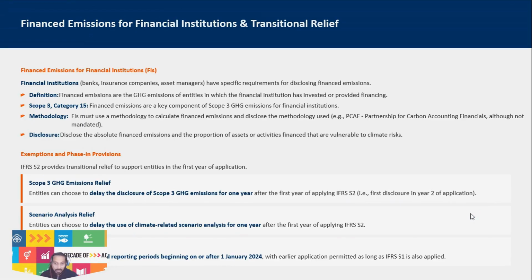Transitional relief is for everyone. If you are feeling overwhelmed, remember the reliefs we discussed. First, scope 3 relief: you can delay the scope 3 reporting for the first year. Second, the scenario analysis relief: you can also delay the complex scenario analysis for one year. That gives you a good runway to get your data ready. So this is the summary for financial institutions as well as the transitional relief for every company.